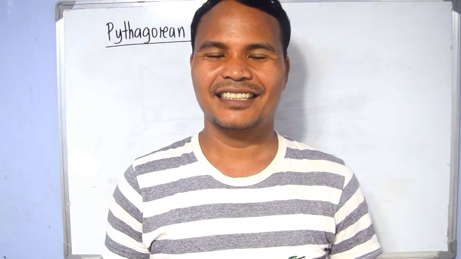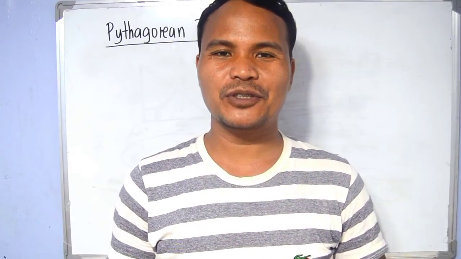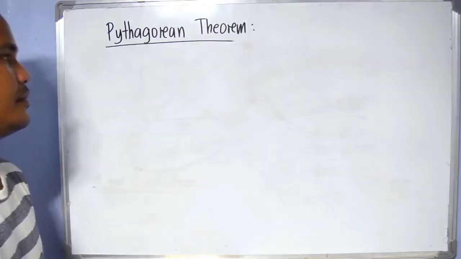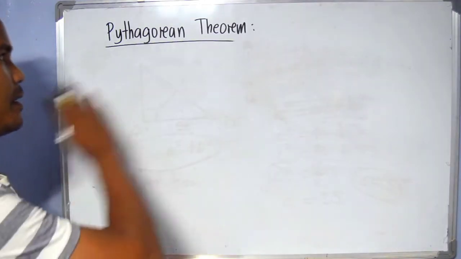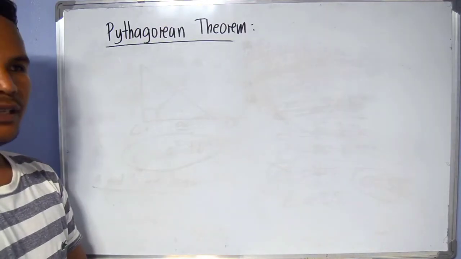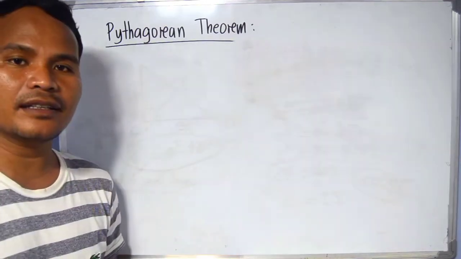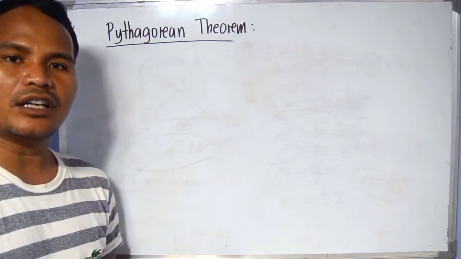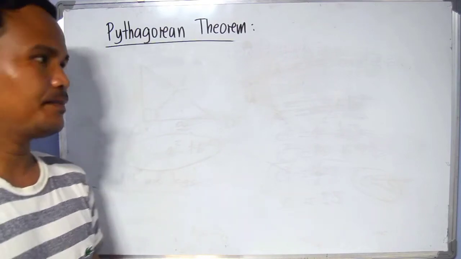Good day. In this video, I am going to show you how to use the Pythagorean Theorem. The Pythagorean Theorem is only used in finding the unknown length of one side of a right triangle.